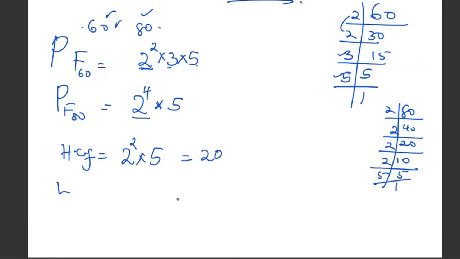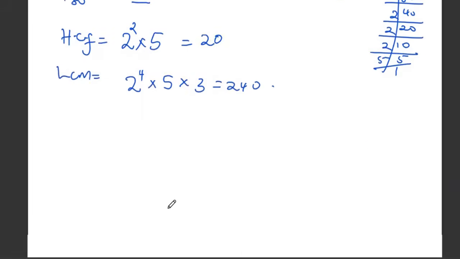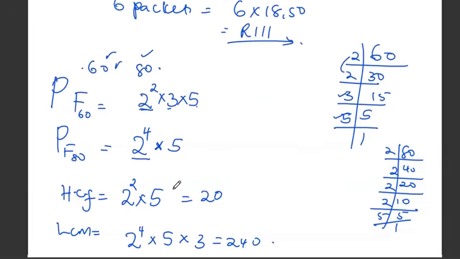And then with the LCM, we're seeing that 2 to the 2 and 2 to the 4, we take out the biggest one. 2 to the 4 multiplied by 5, and then multiplied by 3. So 2 to the 4 multiplied by 5 multiplied by 3, we end up with 240. Okay, so that is one way of doing it.